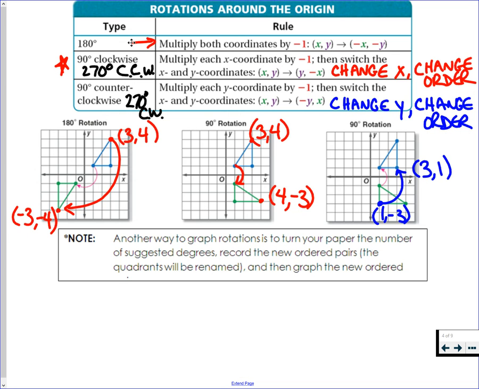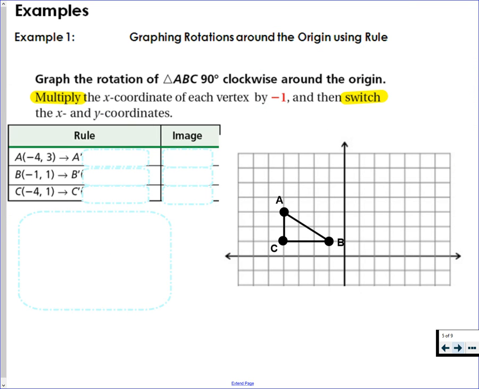Now, there is another way to do this by turning your paper and looking at what your shape looks like and then turning your paper back and regraphing it. I'm going to show you that in a minute, but these are the rules for how you do it. I don't really care which way you do this, whichever way you feel more comfortable with, but we're going to practice both of them. So let's start this one with just the rules.